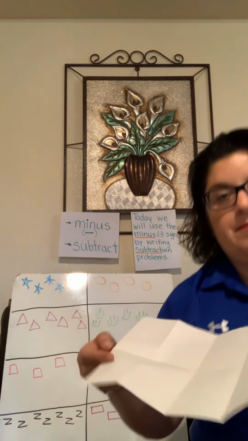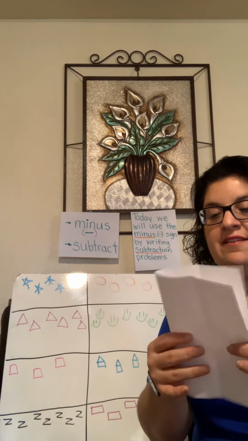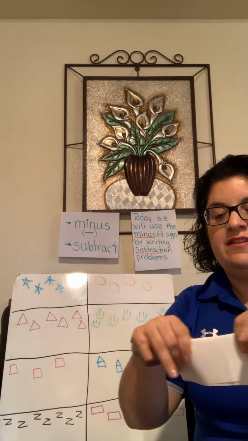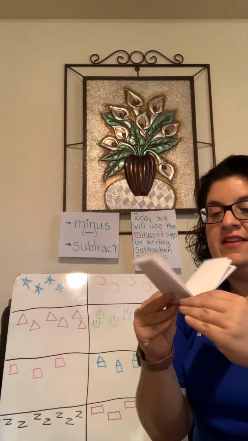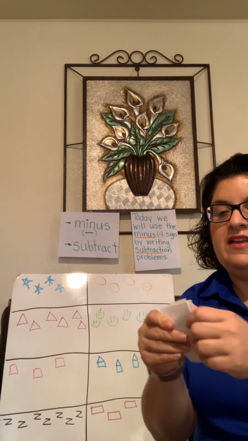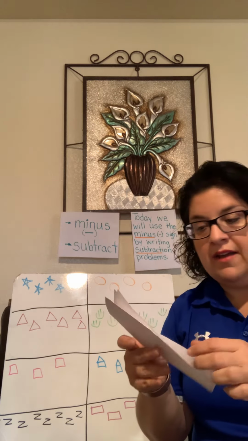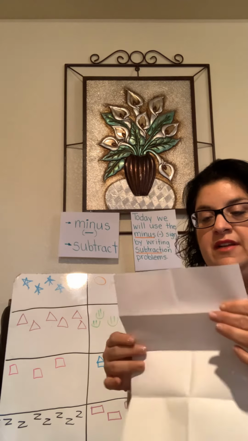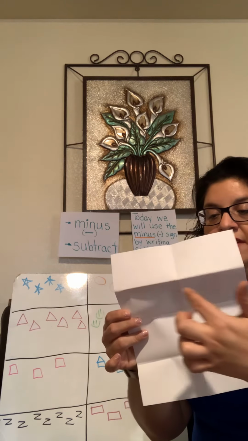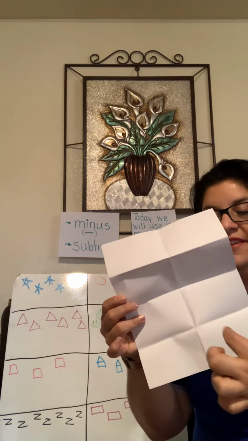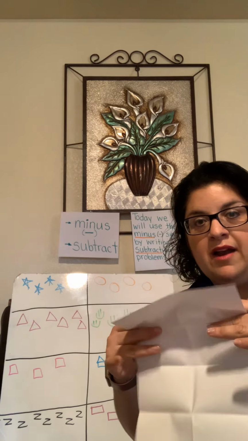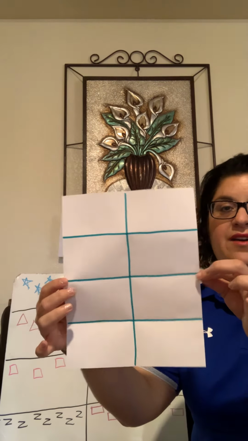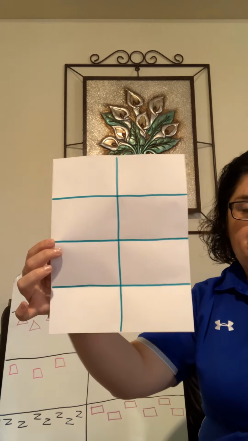Your blank piece of paper, you're gonna fold it in half. Fold it in half again. And then in half. So you could ask your mom, dad, grandma, grandpa, whoever can help you. So you should have 1, 2, 3, 4, 5, 6, 7, 8. And then with your marker, you'll go ahead and draw the lines. So this is how your finished paper should look.